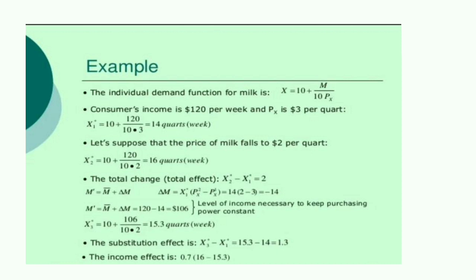And the substitution effect is X3 - X1 = 15.3 - 14 = 1.3. The income effect is 0.7 (16 - 15.3).